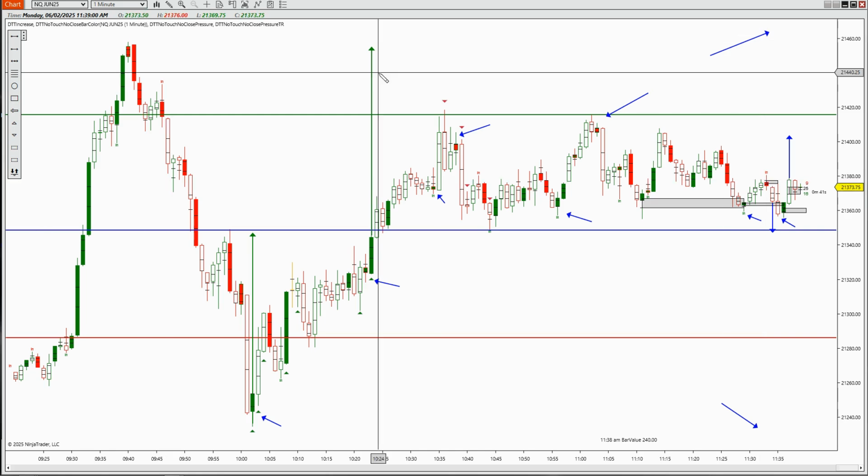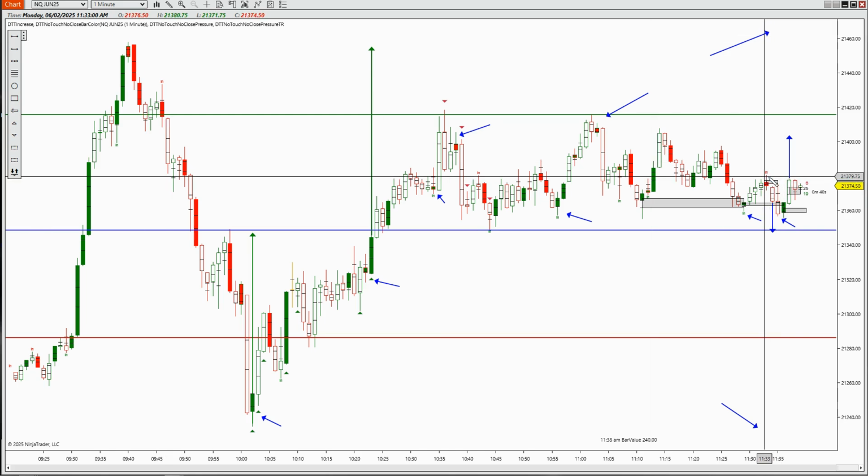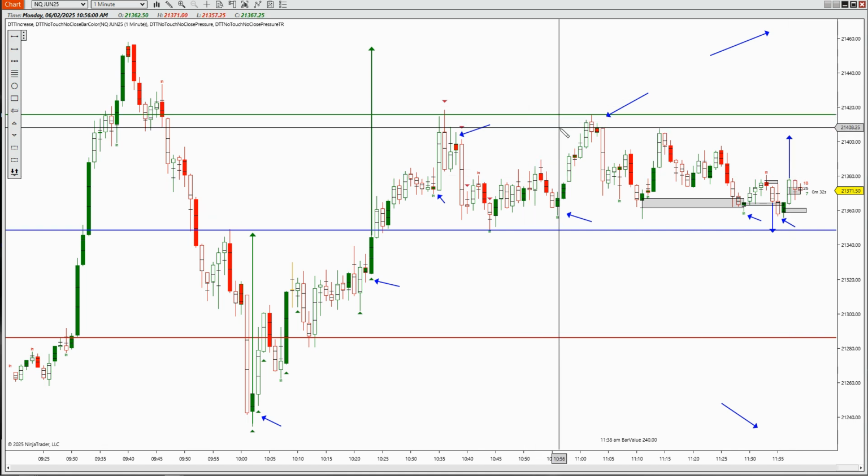You can look up here in the upper left hand corner. What is the high of that pattern? 380.75. What is this? 379.75. So they came within, like, yeah, okay.